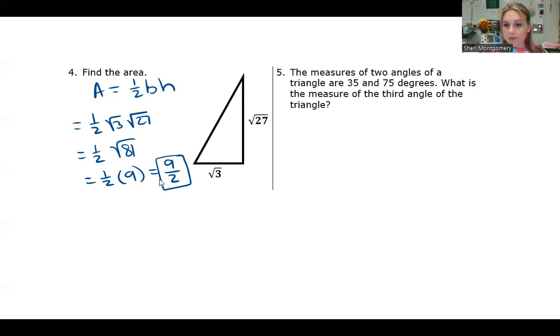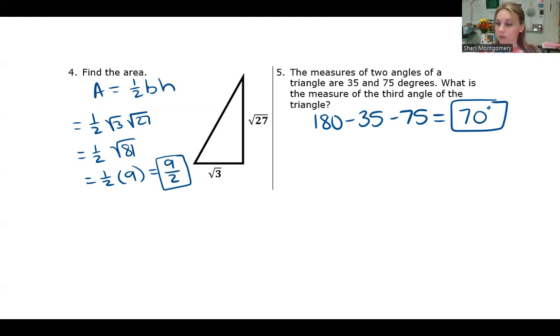Example 5. We have the measures of 2 angles of a triangle, and we want to find the third angle. All the angles are going to add up to 180. So 180 minus 35 minus 75, and we end up with 70. I know I'm going kind of fast, so you can always pause it if you want a chance to work it before I put the answer up.